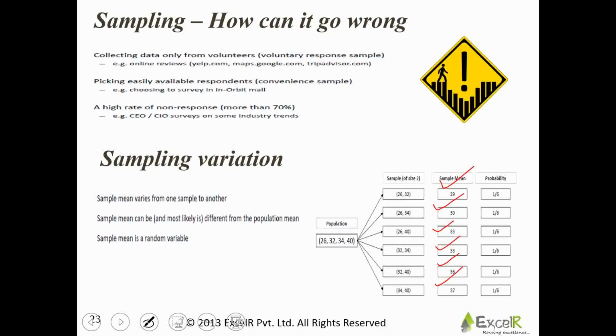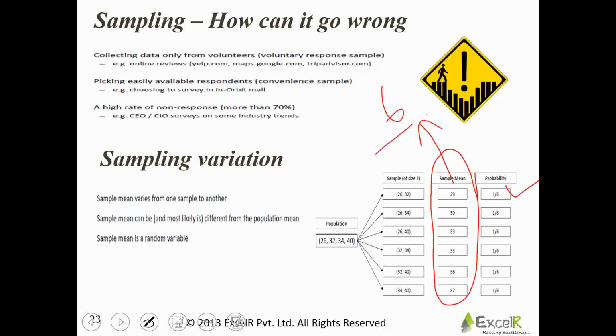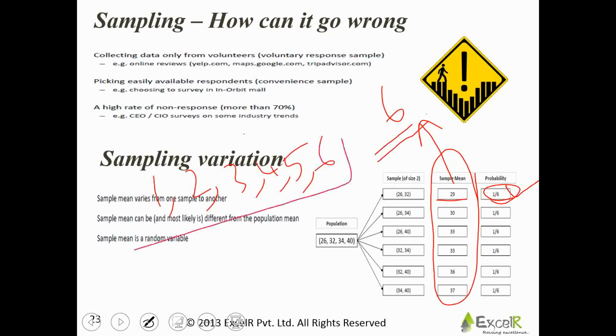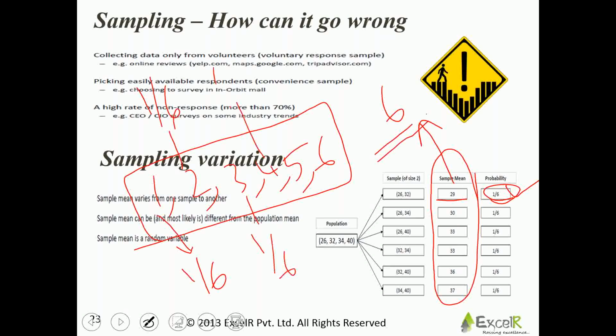And sample mean is a random variable. That means I have 1 by 6 probability. So if I'm taking 6 samples, I can get 6 different values. What is the probability that I'm going to get 29? It will be 1 by 6. Think about this as rolling a dice, right? If I roll a dice, I would get 1, 2, 3, 4, 5, or 6. So I have 6 possible values which I might get. Each time the probability associated with each number is 1 by 6. Here it's 1 by 6. There it's 1 by 6. Here it's 1 by 6 in that sense.